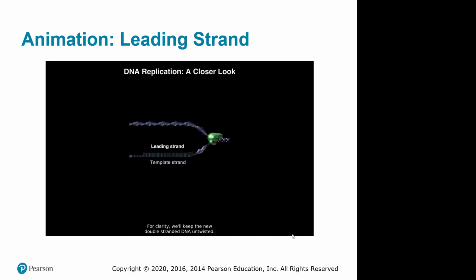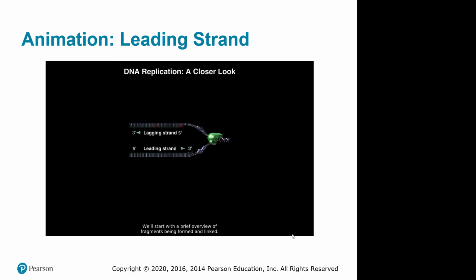For clarity, we'll keep the new double-stranded DNA untwisted. The other new strand is called the lagging strand. Unlike the leading strand, the lagging strand cannot be made continuously because DNA polymerase can only add nucleotides at the 3' end. Instead, the lagging strand must be made of fragments that are linked together. Despite their names, the leading and lagging strands are actually made at the same time. For clarity, here we will just show the lagging strand being pieced together.